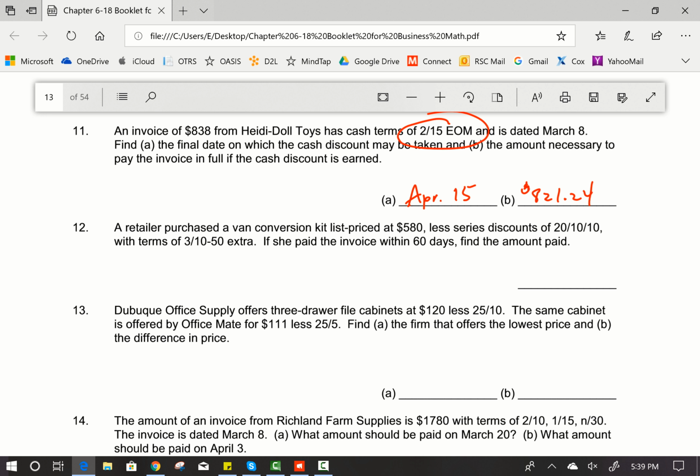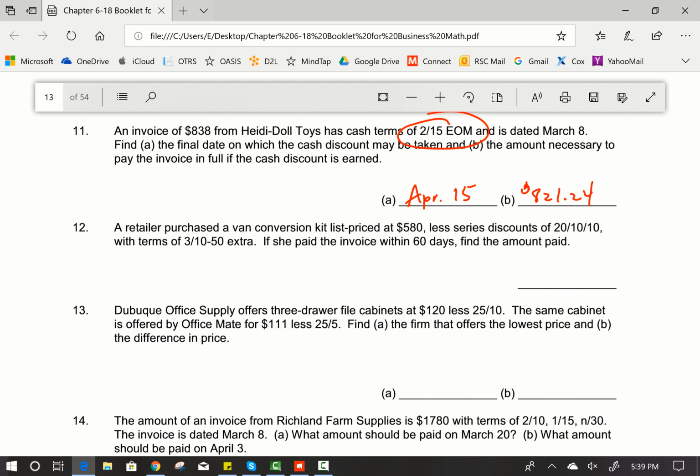Number 12. A retailer purchased a van conversion kit list priced at $580 less a series discount of 20, 10, and 10 with terms of a 3% discount if taken within 60 days. That's the extra dating method. If she paid the invoice within the 60 days, find the amount paid.